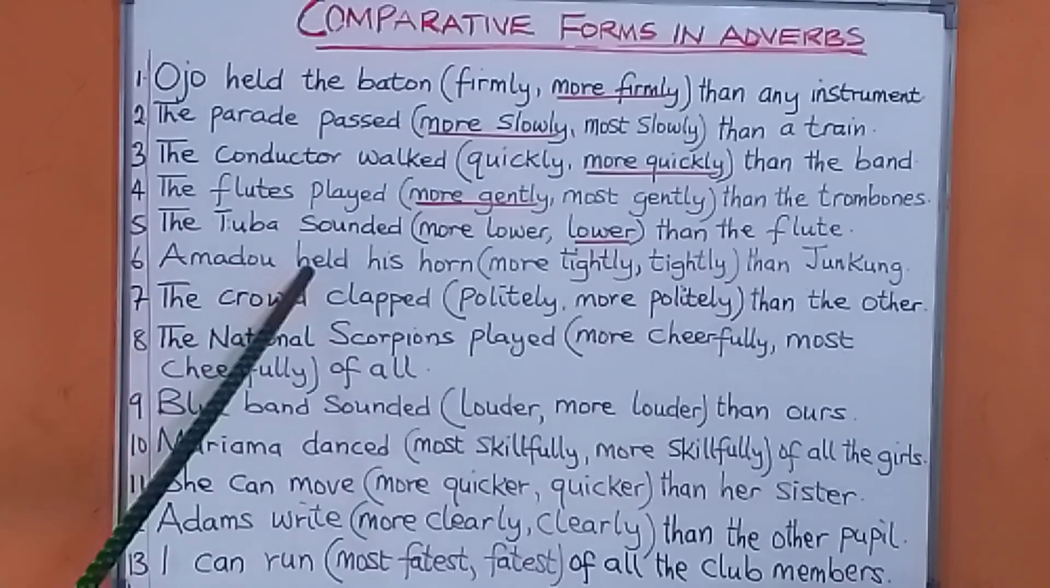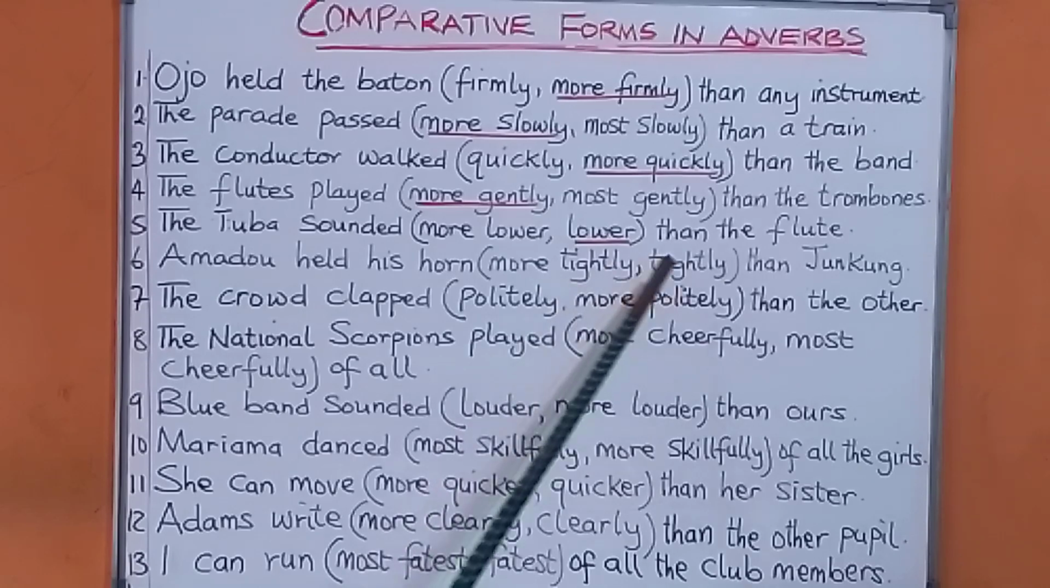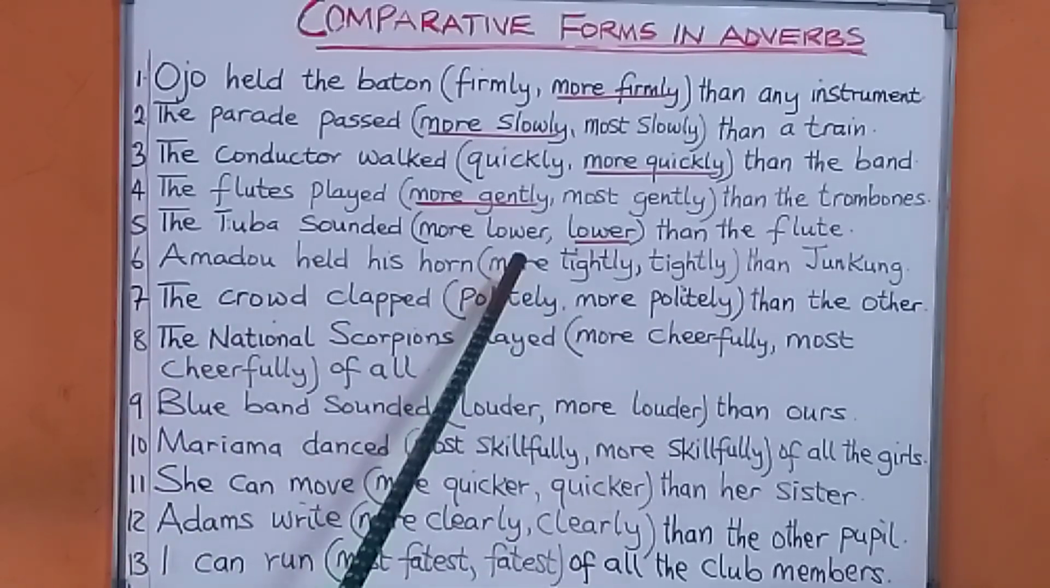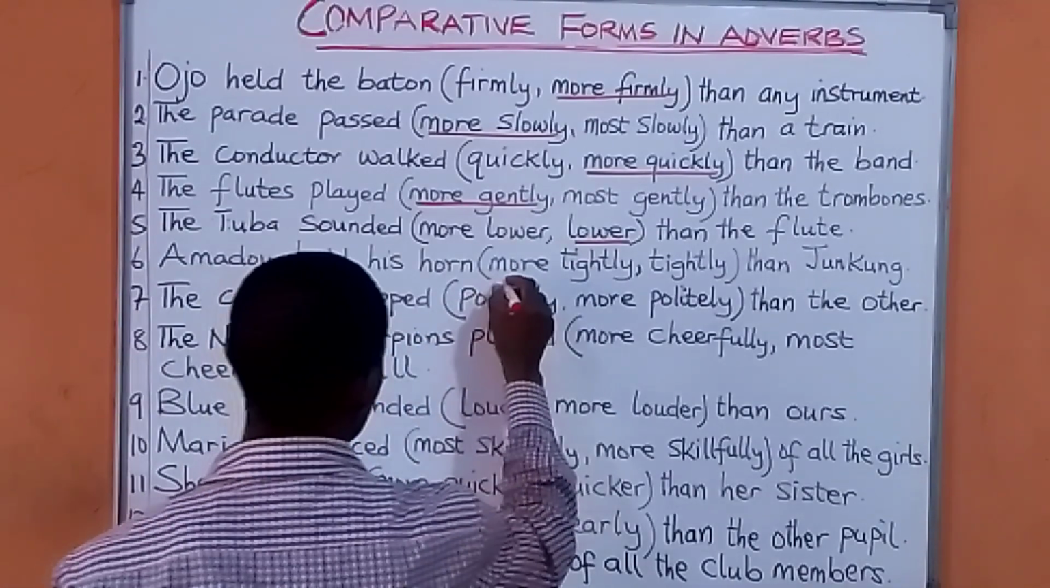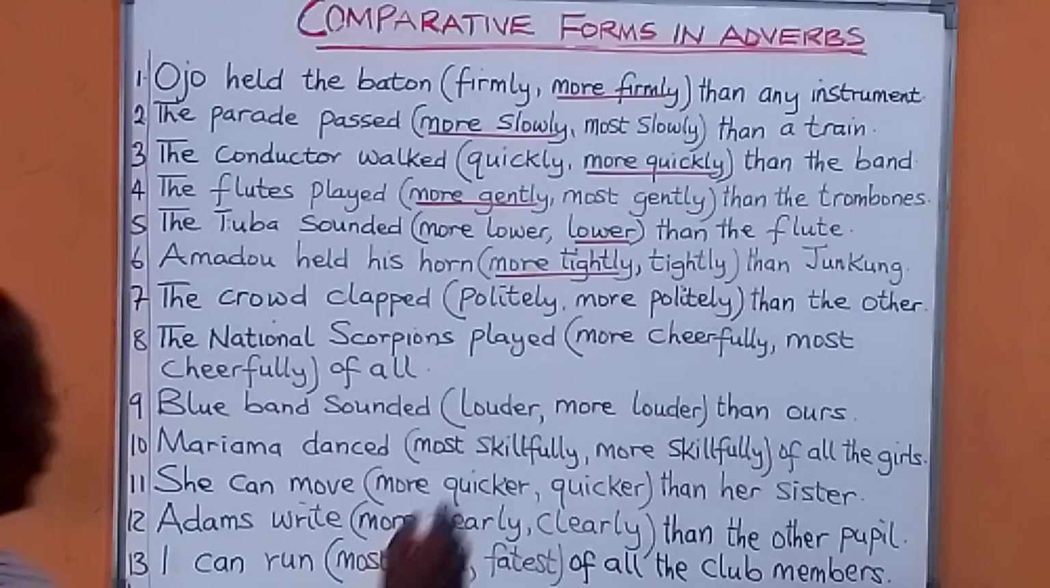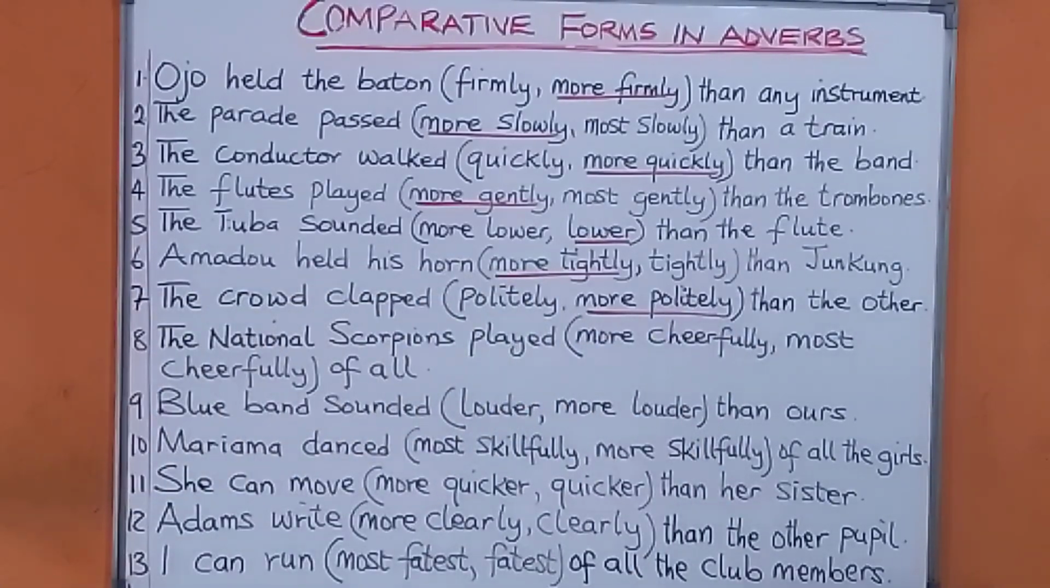Number 6. Amodu held his horn more tightly than Junkun. Remember this word than. So you are having two comparisons there. You are having two things or two persons you are comparing. So you go for the word that has more tightly. More tightly. Look at number 7. The crowd clapped more politely than the other. What are you going to put there? Look at this word, than. And so you put more politely than the other.